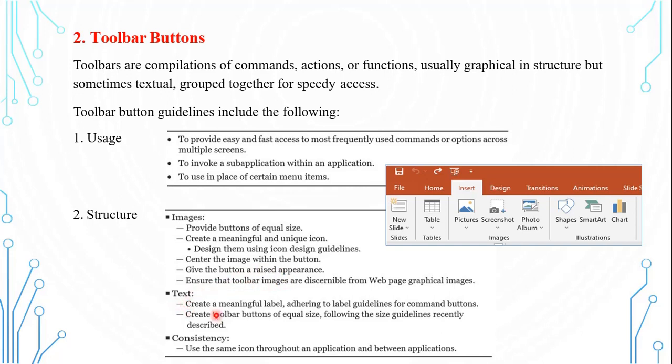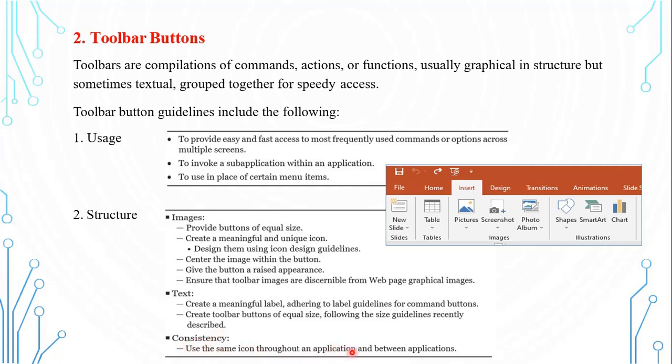Next we have text. Create a meaningful label adhering to label guidelines for command buttons. While labeling the toolbars with certain names, for example here Table or New Slide, these are the labels that are given. You have to follow certain label guidelines in this case. Label guidelines are different, and they have to be followed while creating the labels for these toolbar buttons also. Create toolbar buttons of equal size following the size guidelines recently described.